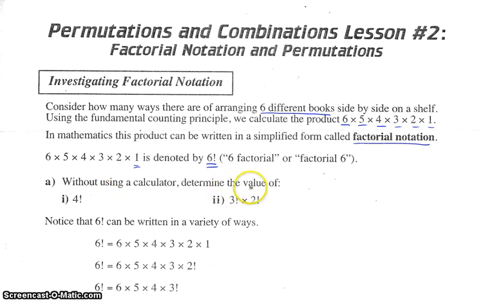Okay, so without using a calculator, let's look at finding the value of 4 factorial. So that would be the same as 4 times 3 times 2 times 1. And if you multiply that out, 4 times 3, 12 times 2 is 24 times 1. Okay, next one, 3 factorial times 2 factorial. So 3 factorial, 3 times 2 times 1, times 2 factorial, 2 times 1. And that will become 6 times 2, which is 12.